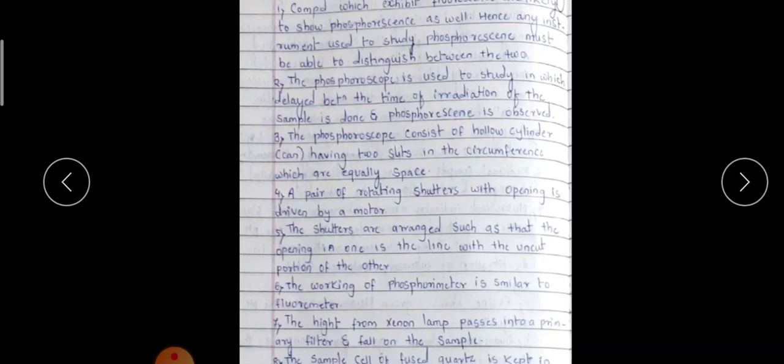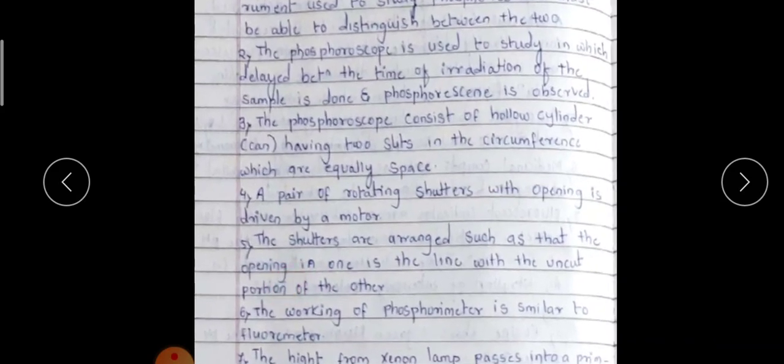The phosphoroscope consists of a hollow cylinder having two slits in the circumference which are equally spaced. A pair of rotating shutters with openings is driven by a motor. The shutters are arranged such that the opening in one is in line with the uncut portion of the other. Means when one window is open, the other will be shut or closed. The working of the phosphorimeter is similar to the fluorimeter.